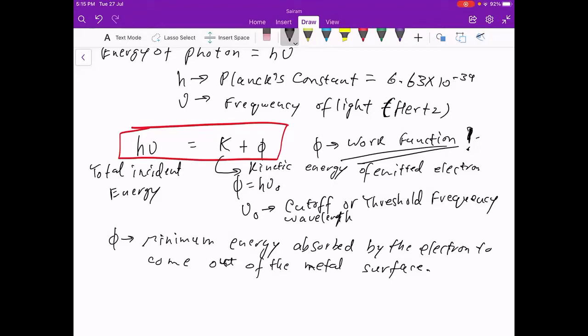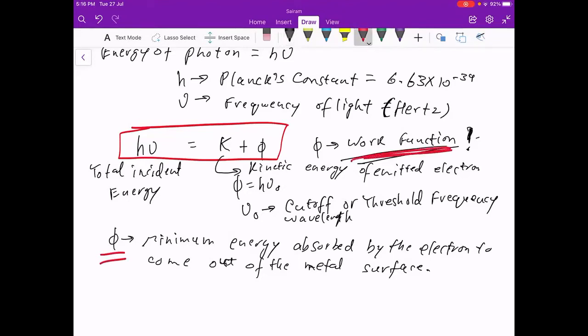So if an electron is deep inside the metal surface, then it might need more energy to come out, because it is much more inside. So attractive forces are very predominant on the electron. So if the electron is deep inside the metal, then it needs more energy. But nevertheless, even electrons right on the surface of the metal still require some minimum energy just to get out of the metal. That is called the work function.